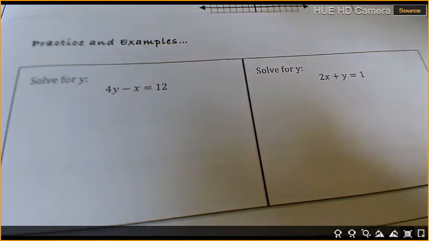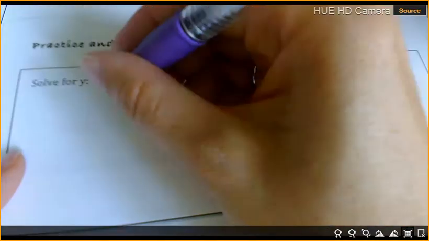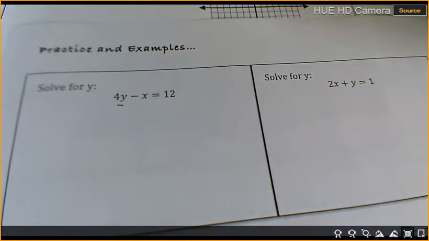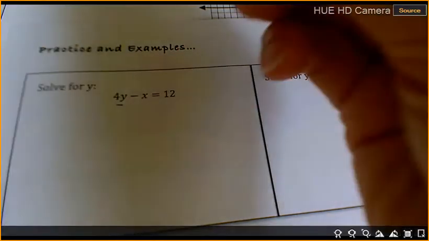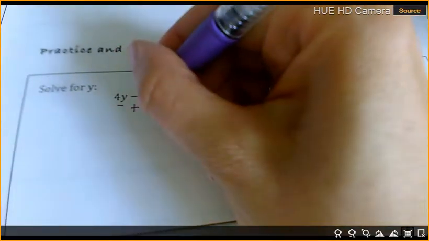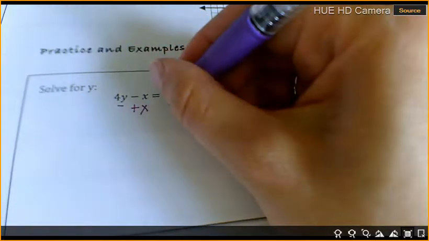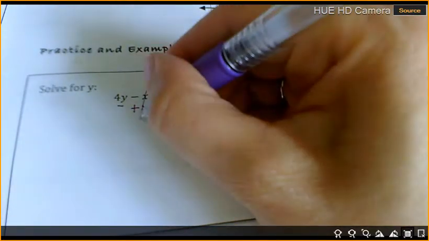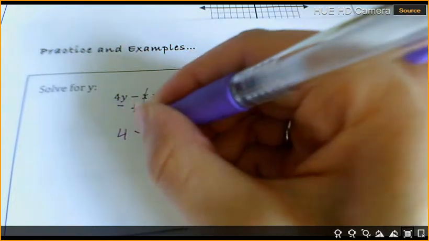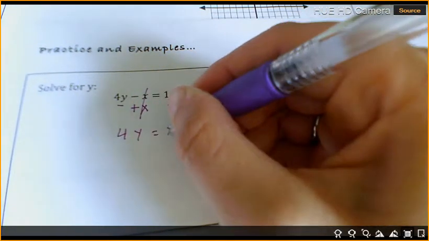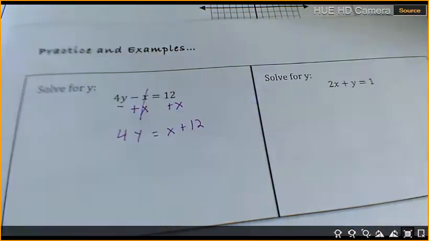Okay. We're right here on 4y minus x equals 12. Remember, for all of these, we're solving for y. Who wants to tell me what I do first? You add x. Because we need the y all by itself. So we get 4y equals, I like to say x plus 12. You can say 12 plus x. Don't say 12x, right? Because they don't go together.